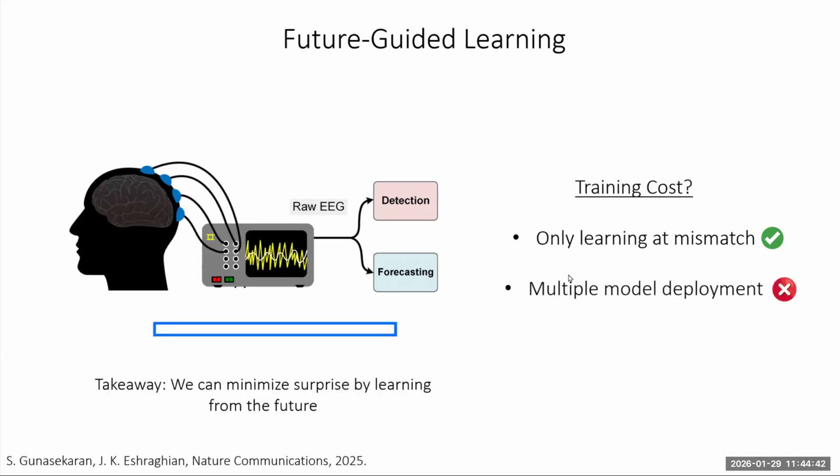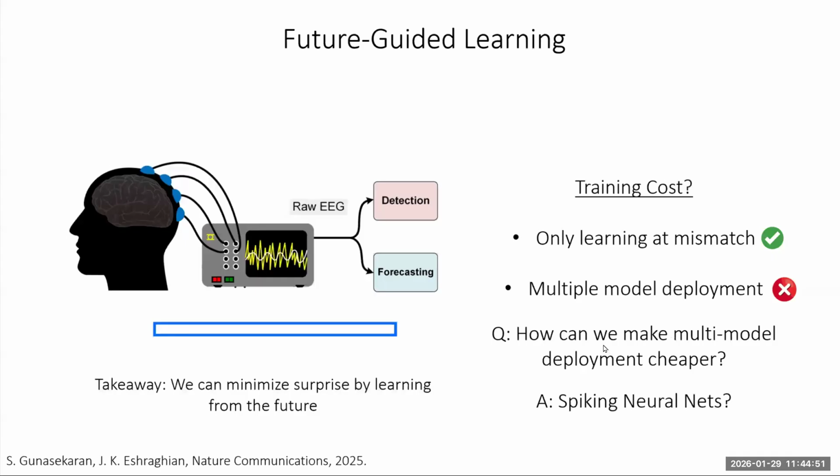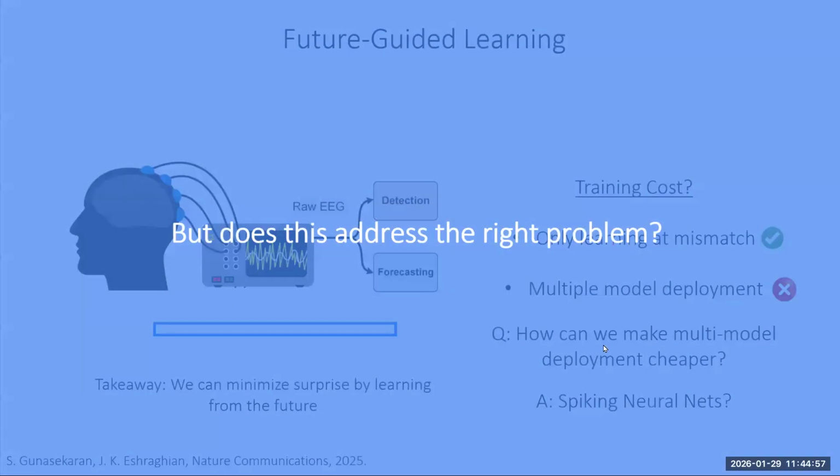But a problem here is that you're now relying on multiple model deployment. That's more expensive. How can we make that cheaper? I ask, could spiking neural nets be the right solution here? Intentionally with a question mark. But I want you to think critically here. Does that address the right problem? Let me be brief about this.